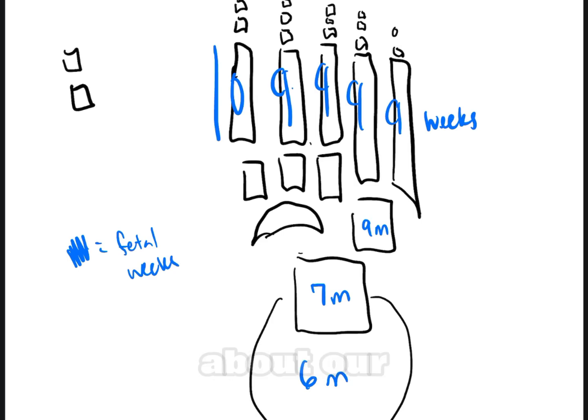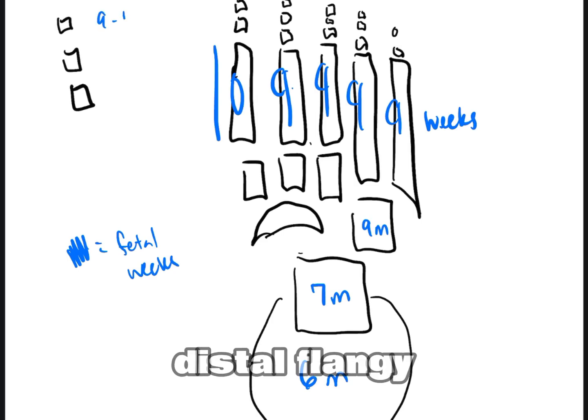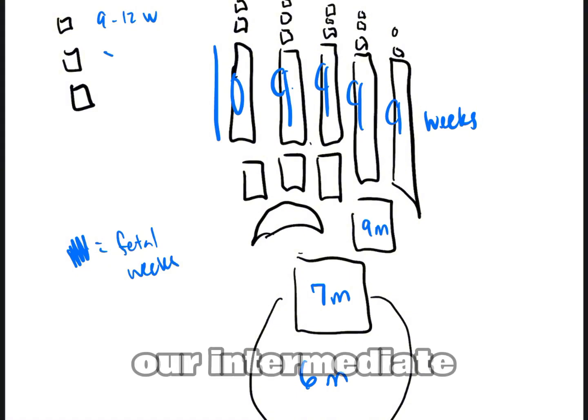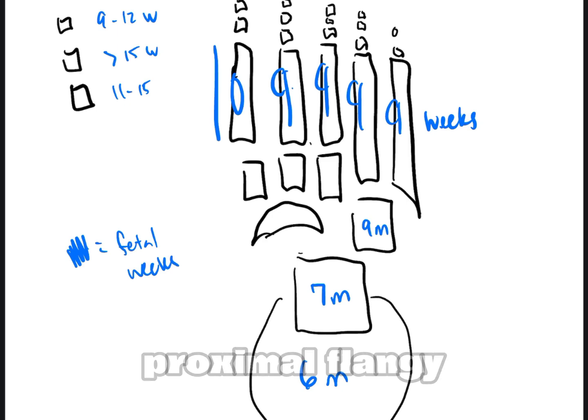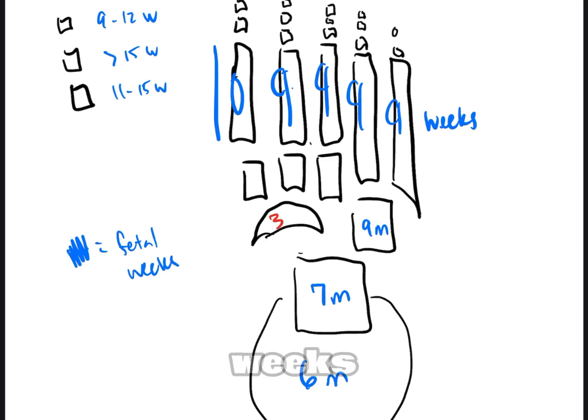Okay. Now we're going to be talking about our phalanges. So our distal phalange is 9 to 12 weeks. Our intermediate phalange or middle phalange is over 15 weeks. And our proximal phalange is 11 to 15 weeks.